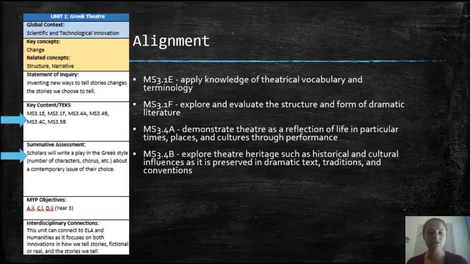They also are going to explore theater heritage and cultural influences in dramatic text, because we're going to read sections, probably not a full play. They are long, but read sections of extant plays from this time period.